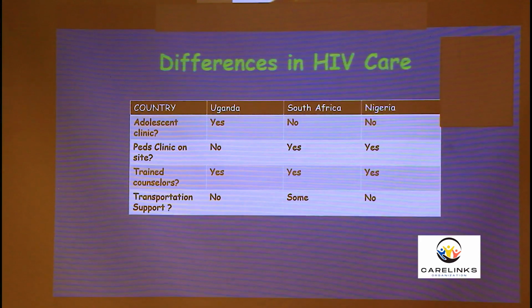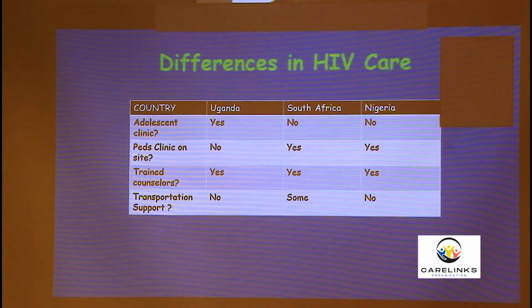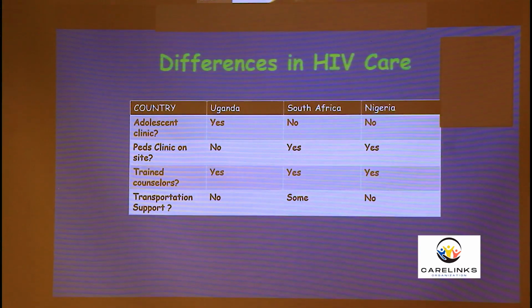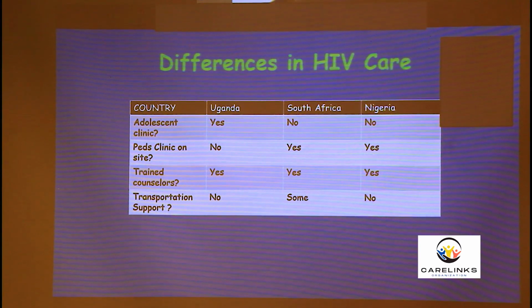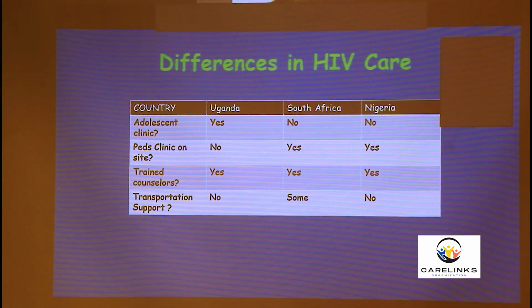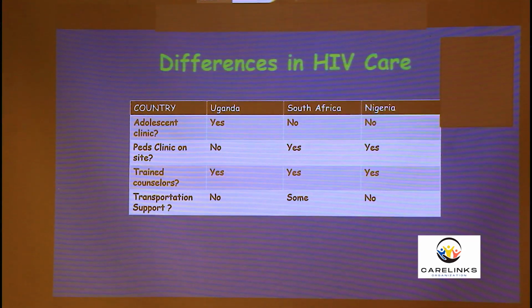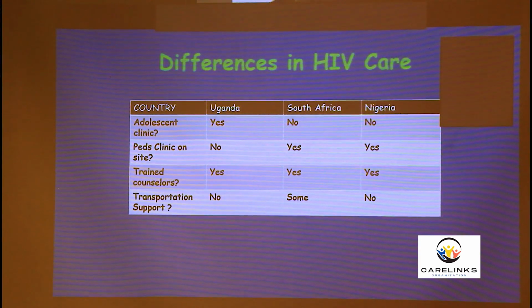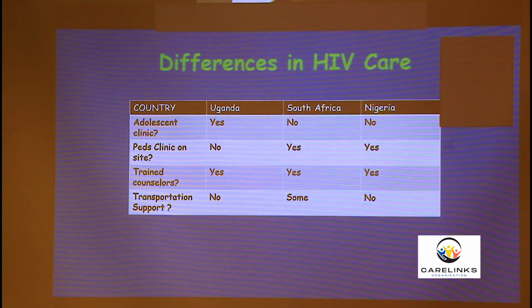Adolescent clinics are available in Uganda, not so much in South Africa and Nigeria. And again, there are some pediatric clinics at various sites. And most hospitals and HIV clinics have very well-equipped trained counselors, often peer counselors, to deal with HIV-related issues.